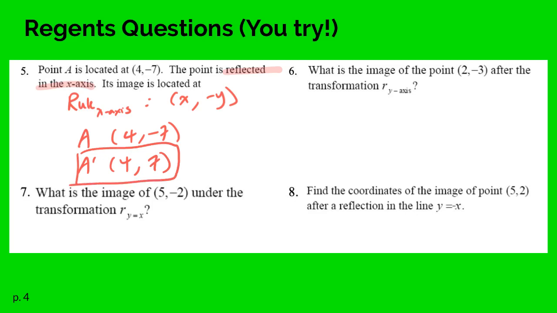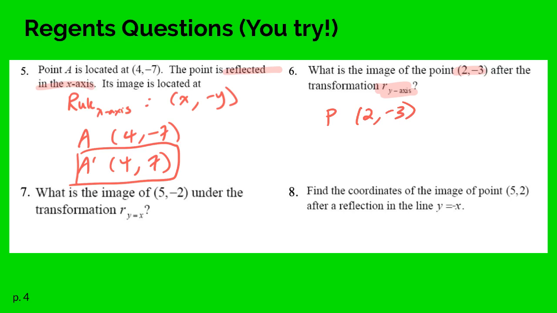Let's try out number 6. So it says, what is the image of the point 2, -3 after transformation R over the y-axis? So we're reflecting over the y-axis. So let me just highlight that. My point is 2, -3. I'm not given a name for the point, so I'm just going to name it P. So P is 2, -3.